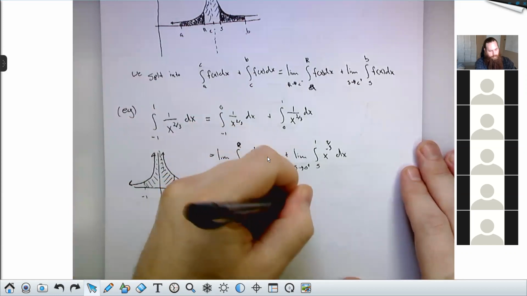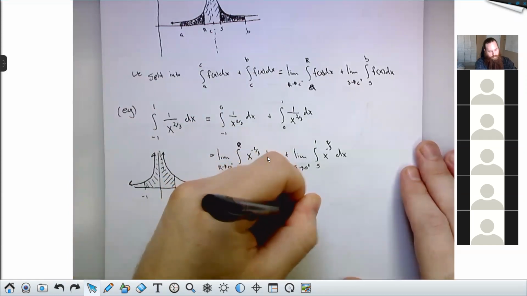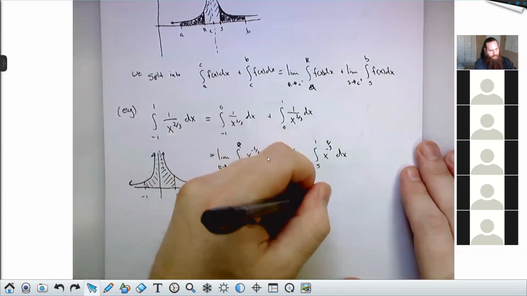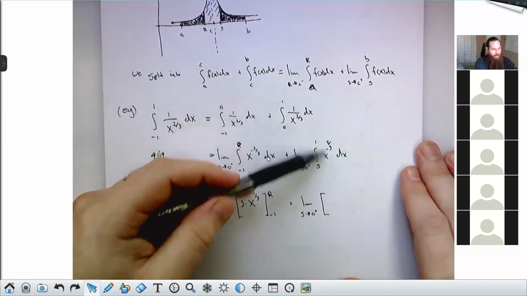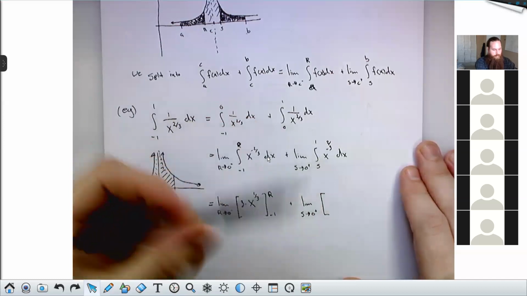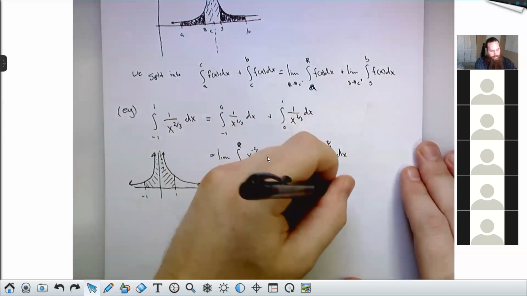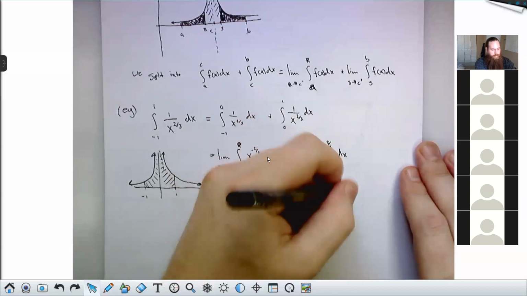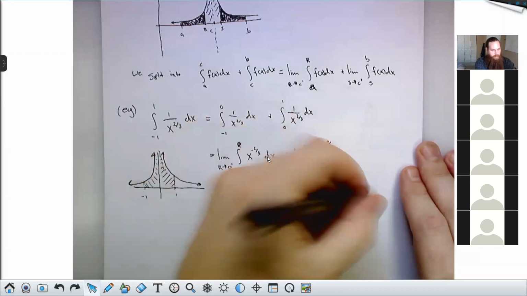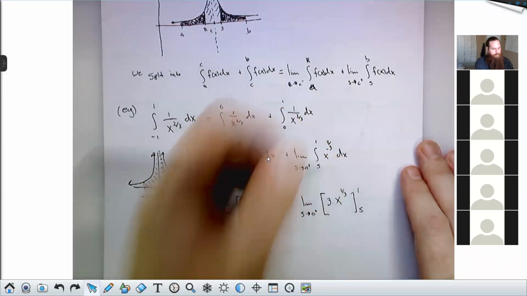Plus the limit as s goes to 0 from the right, the antiderivative here is the same. I add 1 to negative 2/3, I get positive 1/3, so I'll have x to the 1/3. And then I divide by 1/3. That's the same as multiplying by 3. And I evaluate this from s to 1.